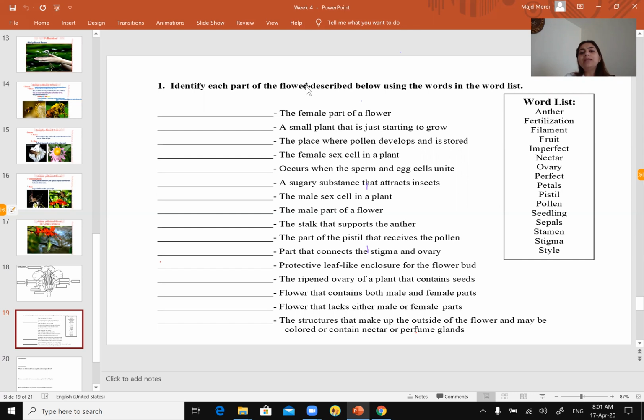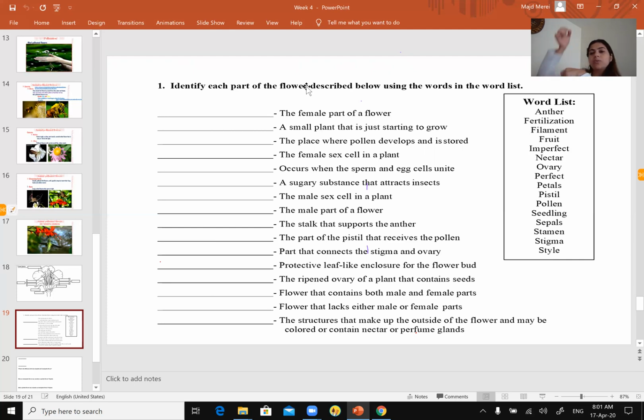The place where pollen develops and is stored in the male reproductive part, okay, where? On the anther. The female sex cells in a plant, it is found within the ovary. This occurs when the sperm and egg cells unite together, join together. This is what? Fertilization. A sugary substance that attracts insects. So the answer is nectar. The male sex cells in a plant, they are found within what?